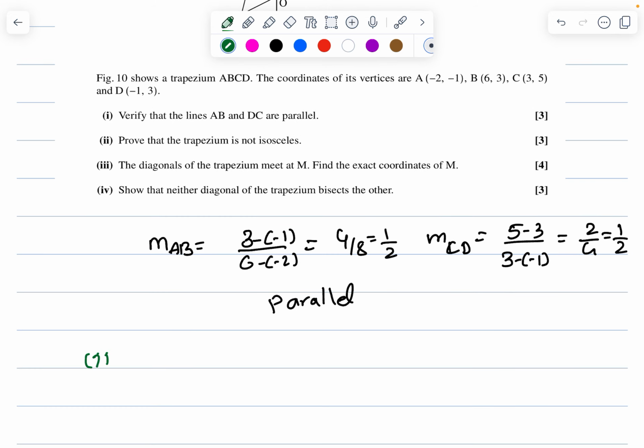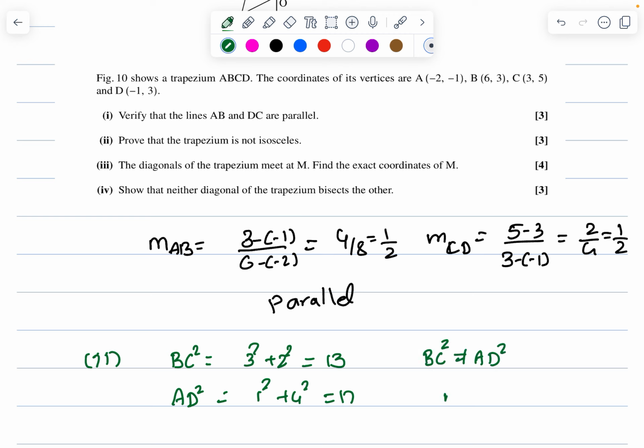Prove that the trapezium is not isosceles. So I'll find BC squared, which is going to be 3 squared plus 2 squared, which is 13. Then I'll find AD squared, which is 1 squared plus 4 squared, which is 17. So BC squared is not equal to AD squared, therefore it is not isosceles.